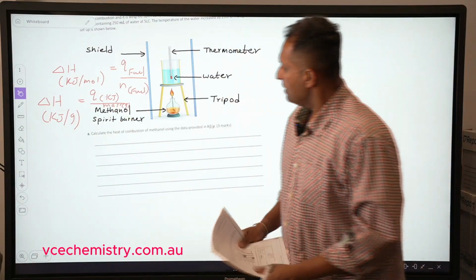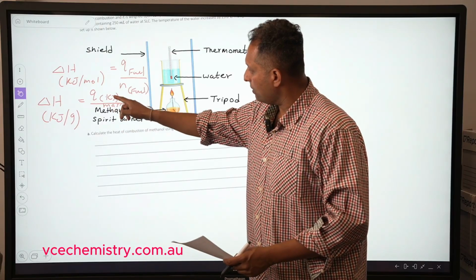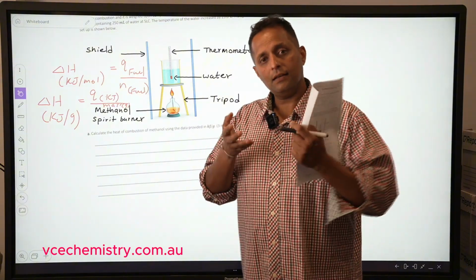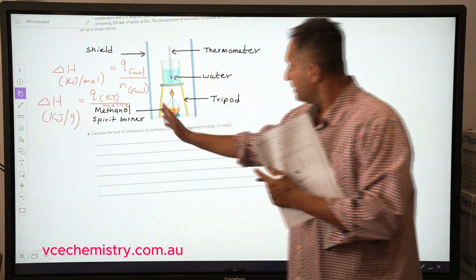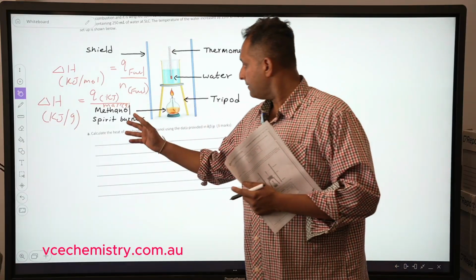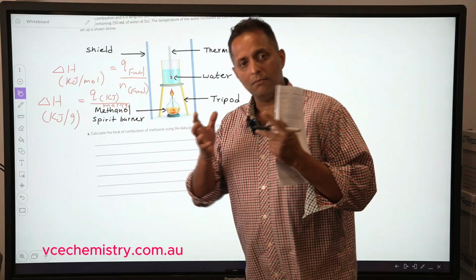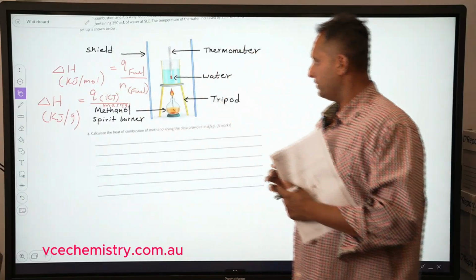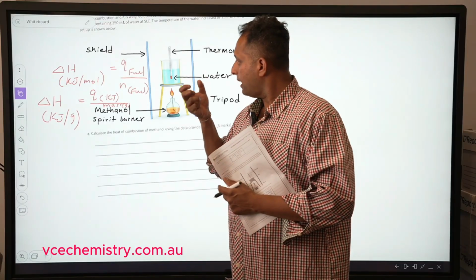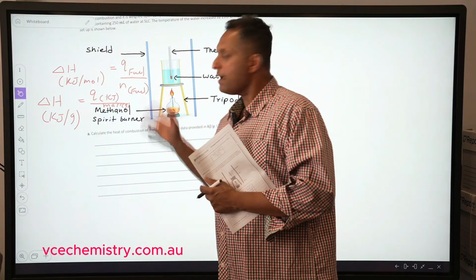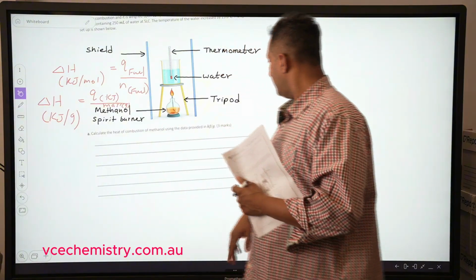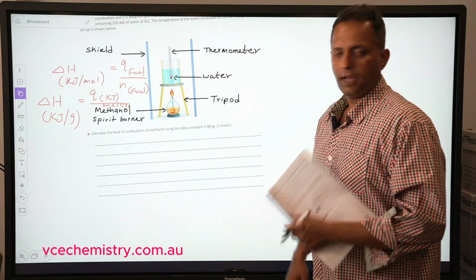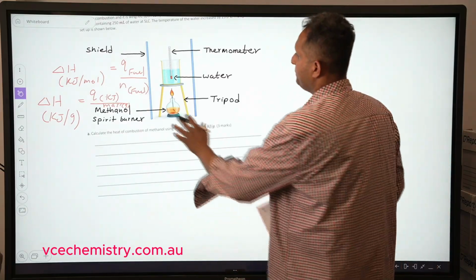Sorry about the mess here. So delta H is equal to Q of the fuel over mass. Q of the fuel is the amount of energy released by the fuel, in this case methanol. Mass is the amount of fuel that got burned in releasing that energy. So you just find the Q, find the mass in grams, then you get the answer in kilojoules per gram. All right, now let's walk through the question.